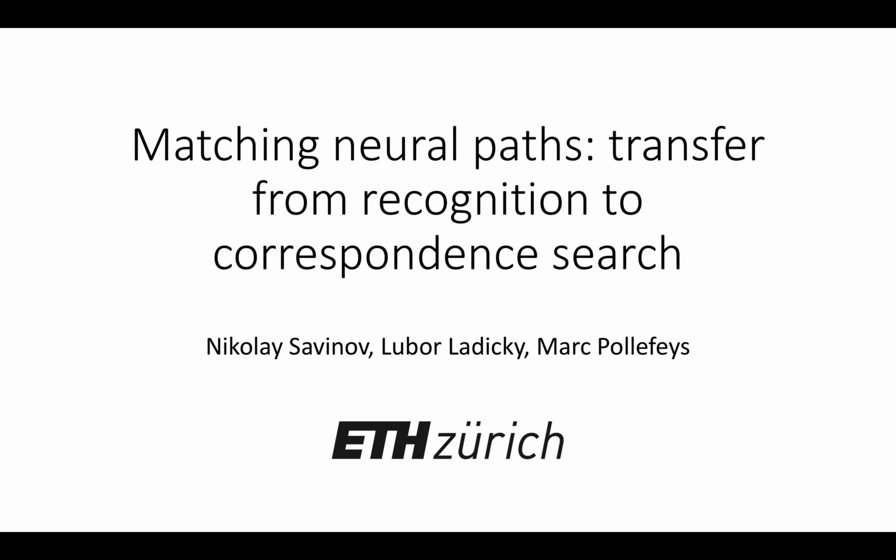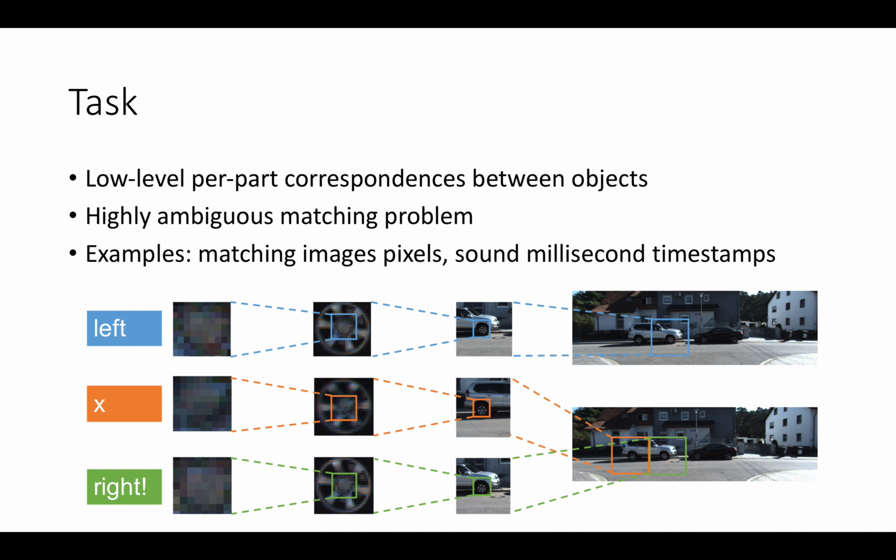The goal of this video is to briefly summarize our NIPS paper, Matching Neural Paths: Transfer from Recognition to Correspondence Search. Let's get started. The task is to find low-level per-part correspondences between objects. For example, you could consider matching image pixels or sound millisecond time steps.